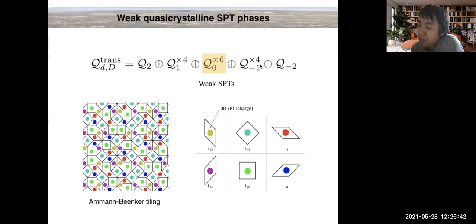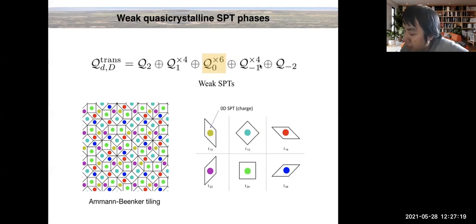So how do we understand these phases? For these weak SPT phases, it's similar to the 1D case I talked about. You can consider the tiling picture. Here is the Ammann-Beenker tiling, and there are 6 independent types of tiles given on the right. If you don't consider rotational symmetry, these are all independent. So you can bind the U1 charges independently to these 6 different tiles, and this gives you these 6 phases.